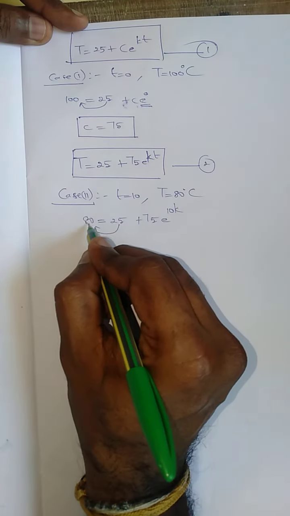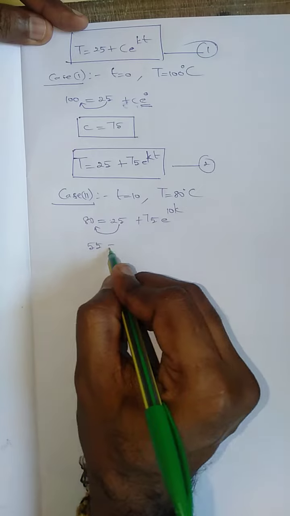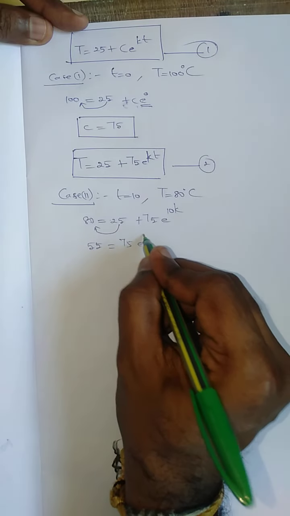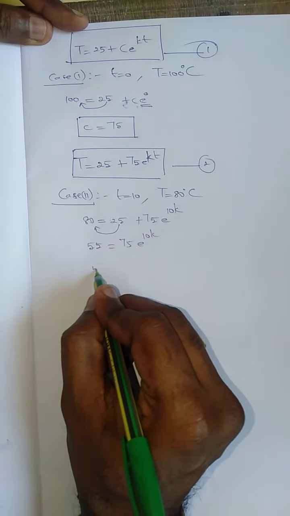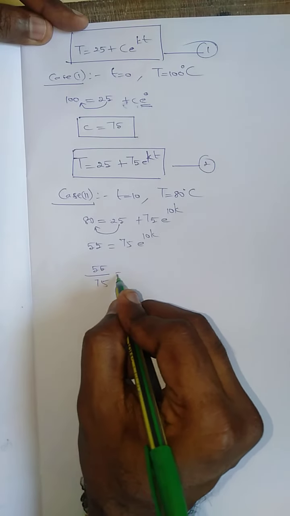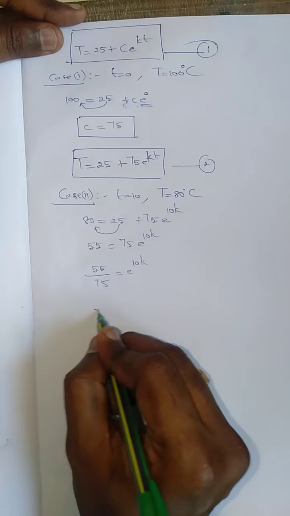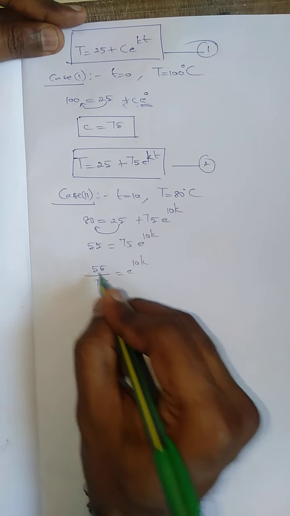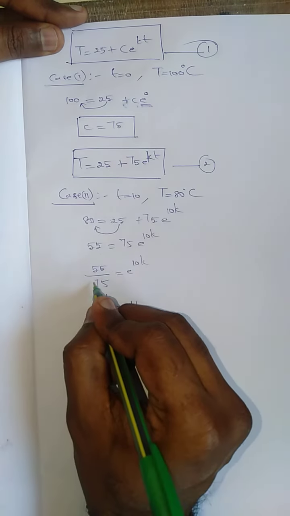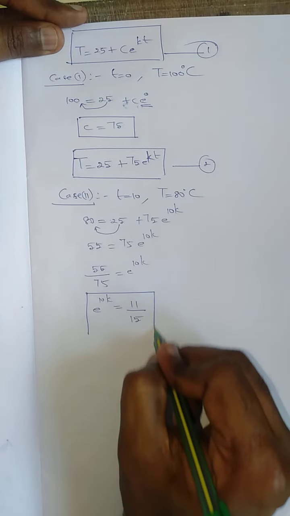Next, let's come this side. 80 minus 25 is nothing but 55. 55 is equal to 75 e power 10k. Let 75 come down. 55 divided by 75 is equal to e power 10k. In which table does it go? In the 5 table. Therefore, e power 10k is nothing but 11 by 15. This one is also important.